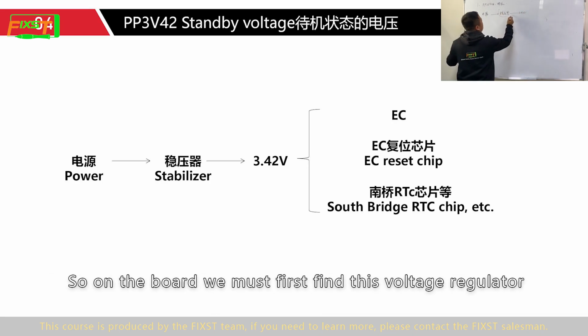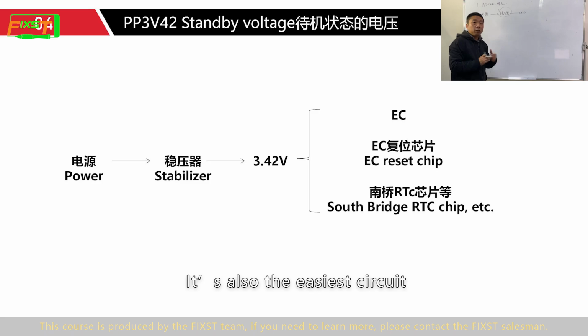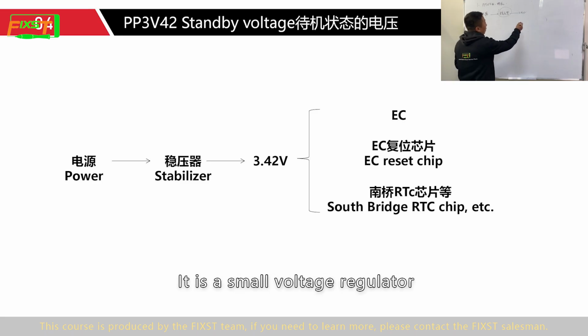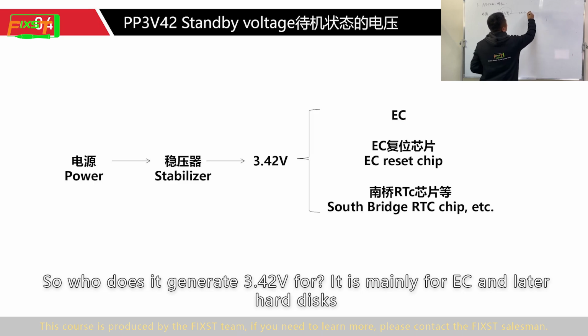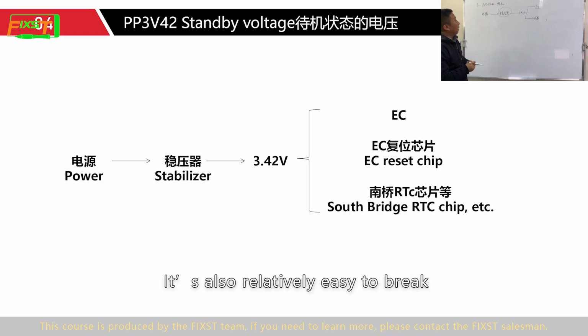So on the board, we must first find this voltage regulator. All Apple laptops must have this circuit. It's also the easiest circuit. It is a small voltage regulator. So who does it generate 3.42 volt for? It's mainly for the EC and later hard disk. It's also relatively easy to break.